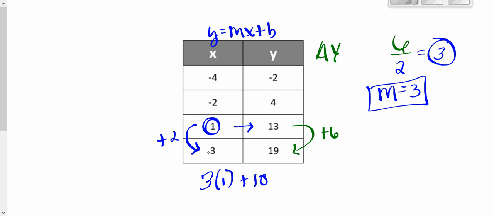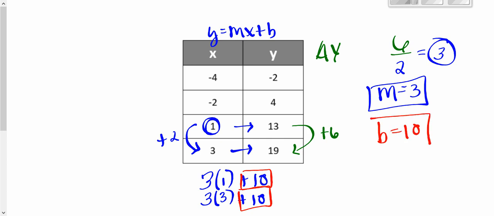I'm going to double check with the next line. So again, 3 is my slope times my x value of 3. 3 times 3 is 9, and I need to get to 19. So I'm going to add 10 to get to 19. So that means my y-intercept is 10. Or again, our point (0, 10).